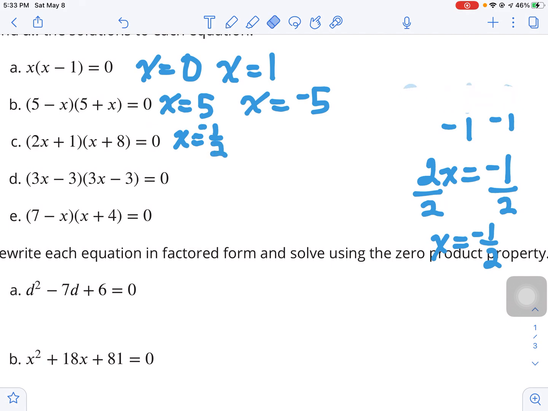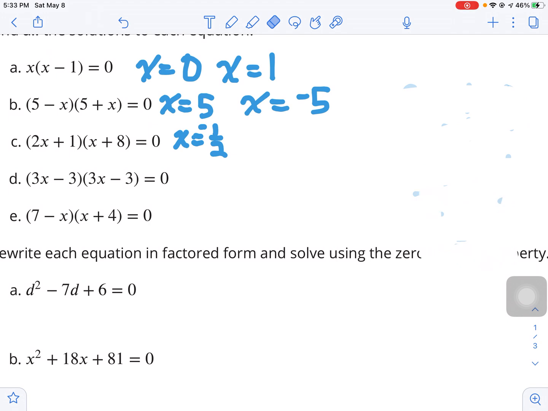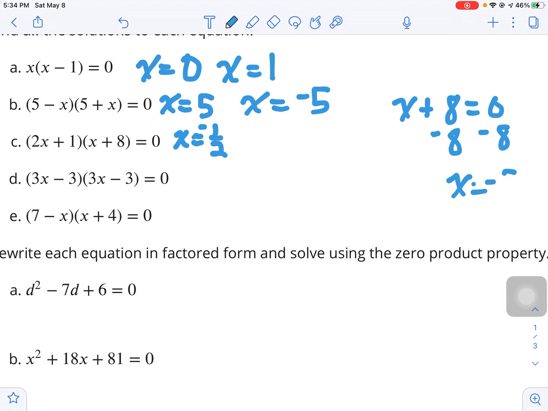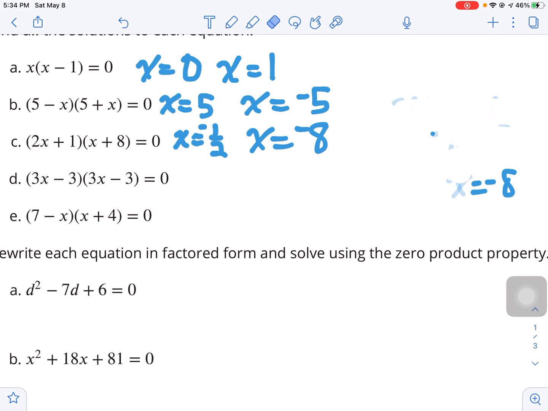The second binomial, though, is pretty evident just by inspection. We have x plus 8 is equal to 0. So we would subtract 8 from both sides, and we get x is equal to negative 8. So x equal to negative 1/2 or x equal to negative 8, either one of those values for x would end up with 0 as your product.